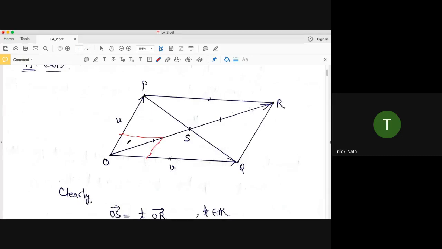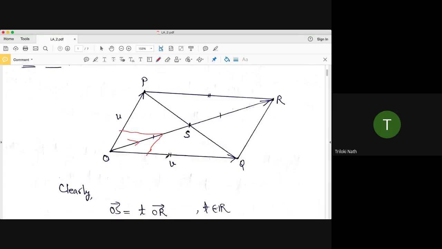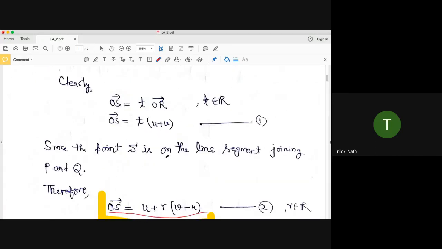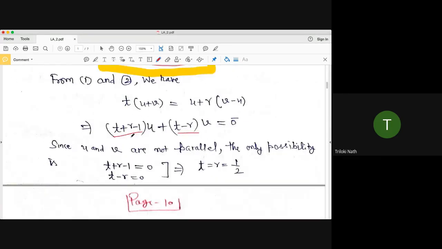So this will be the vector and this vector is not 0. Right? So what is the possibility? The possibility is if the sum of these two vectors, with scalar multiplication to u and scalar multiplication to v, gives you the 0 vector, what is the possibility? The possibility is this quantity is 0 and this scalar is 0. So both the scalars must be 0.